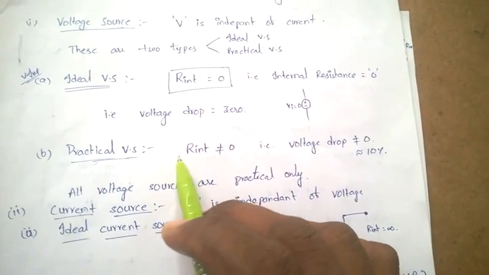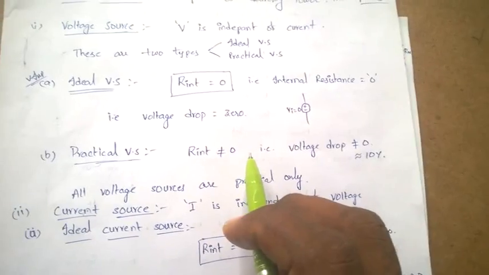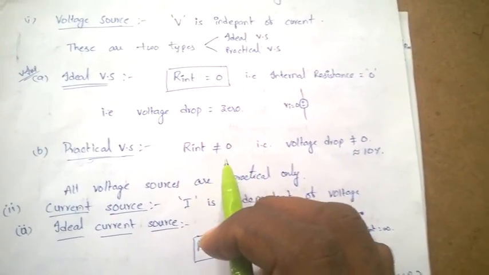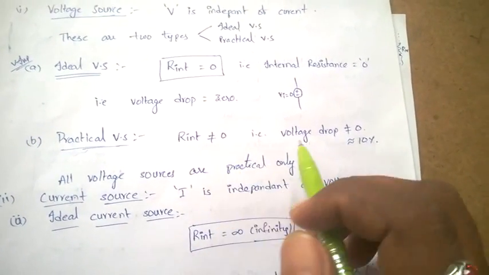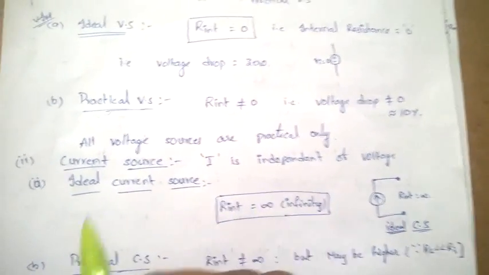For practical voltage source, the internal resistance is not equal to zero. It may be some value, at least a 10% voltage drop. All the voltage sources are practical only.